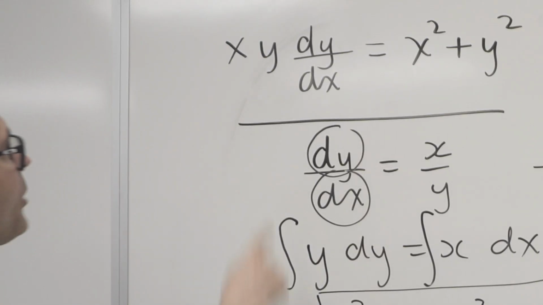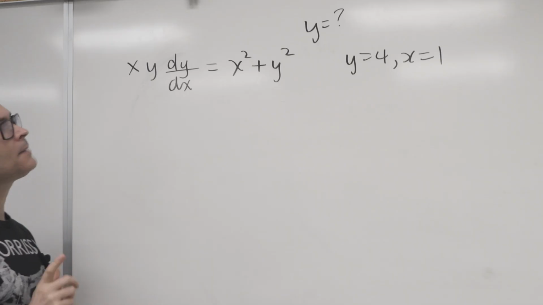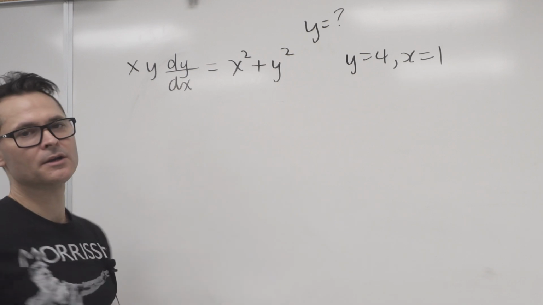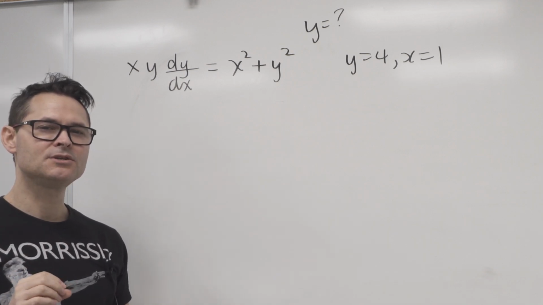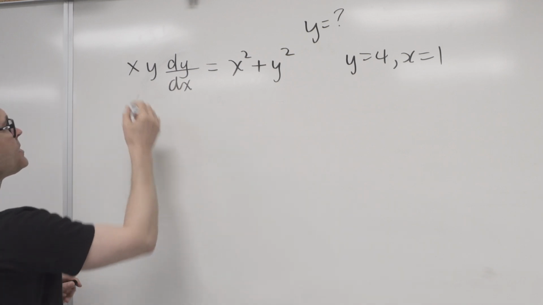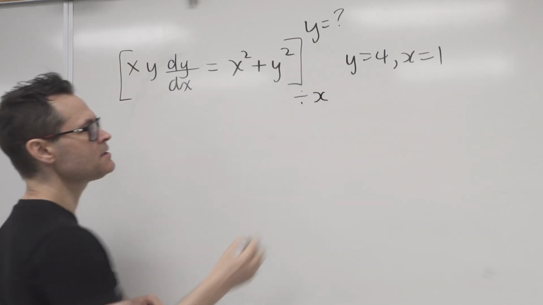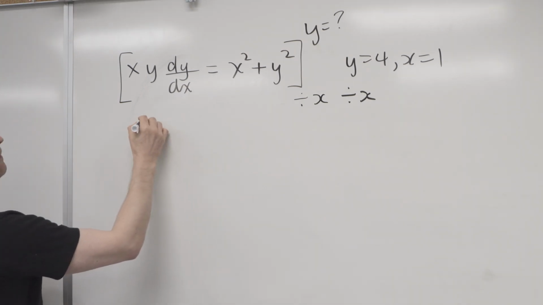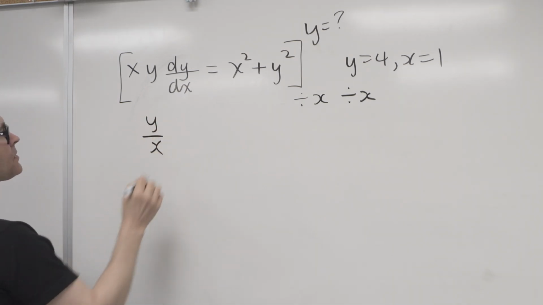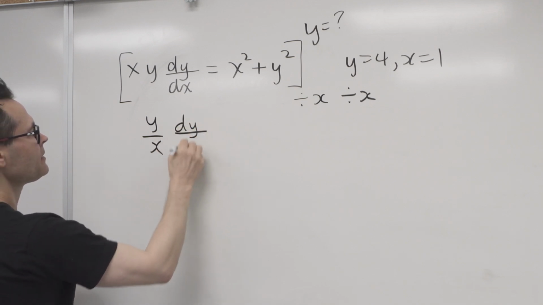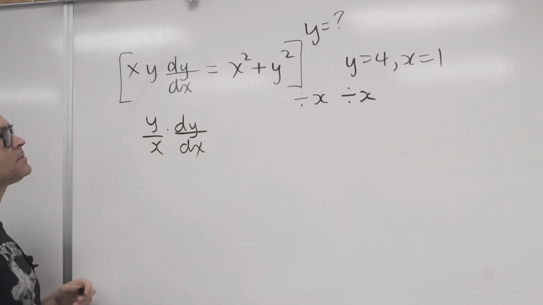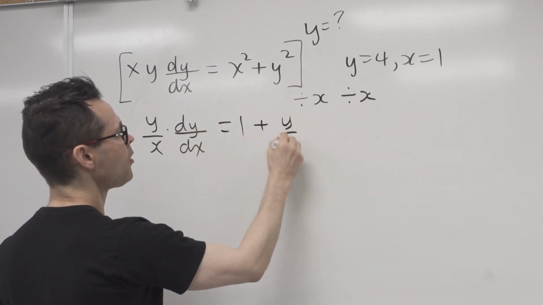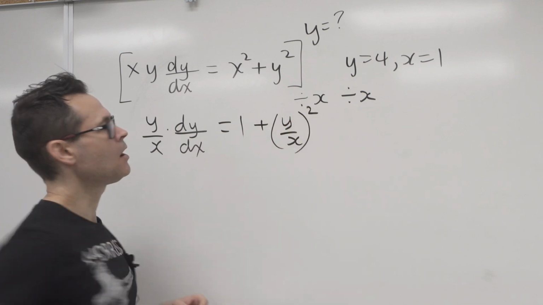So let's take a look at our problem up here. This is what we're trying to do. What I'm noticing is this: I've got x and y, and I've got x squared, y squared. What if I was to do some dividing? Let's say I take this original equation and divide by x two times. I'm going to end up getting y over x times dy/dx equals 1 plus, well, that's going to be y over x all squared.